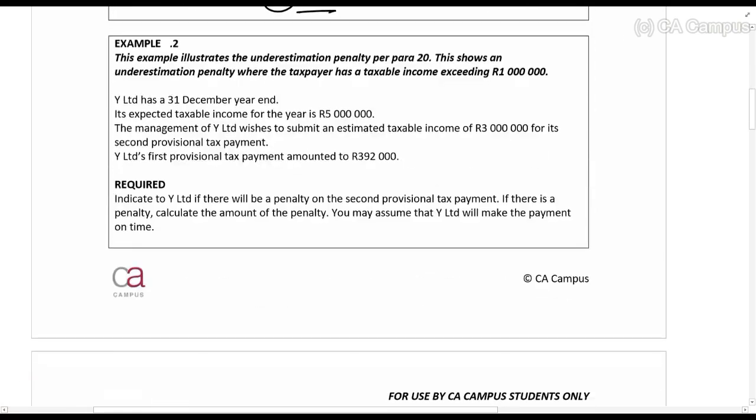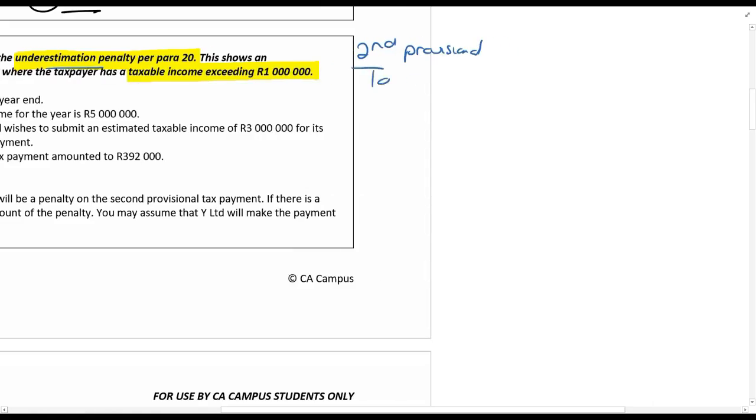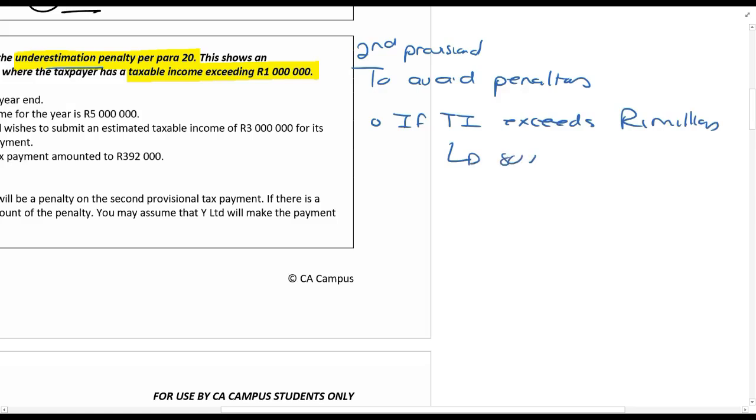Simple as that, guys. Example 2, this now shows the underestimation penalty. This is where a taxpayer has a taxable income exceeding R1,000,000. Now remember, this underestimation penalty only applies to the second provisional payment. The second provisional tax payment says, to avoid penalties, if your taxable income exceeds 1 million, then you need to have 80% of the taxable income.